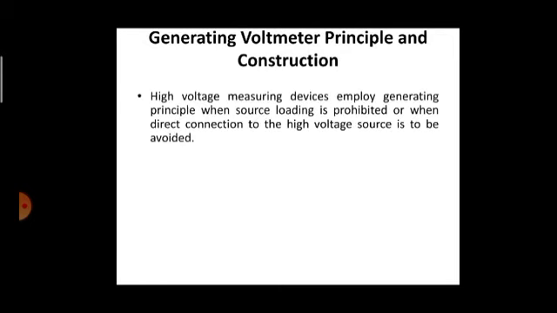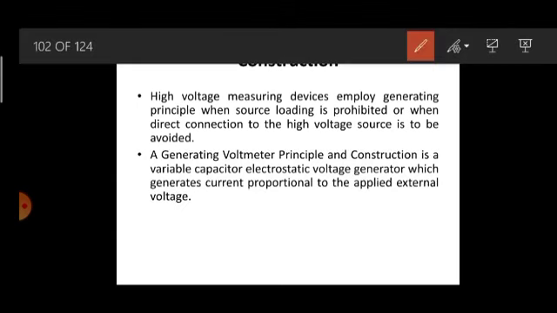Okay, high voltage measuring devices employ the generating principle when source loading is prohibited, as in the case of Van de Graaff generators we had seen, or when direct connection to the high voltage source is to be avoided. Okay, so a generating voltmeter is a variable capacitor electrostatic voltage generator which generates current proportional to the applied external voltage.